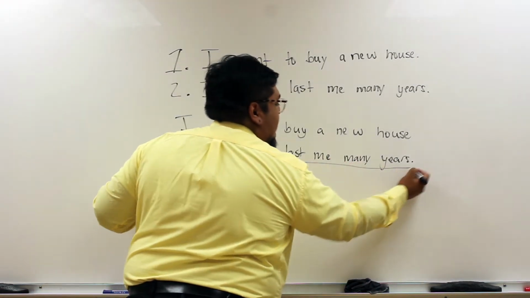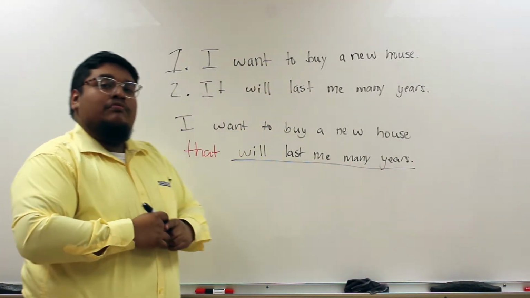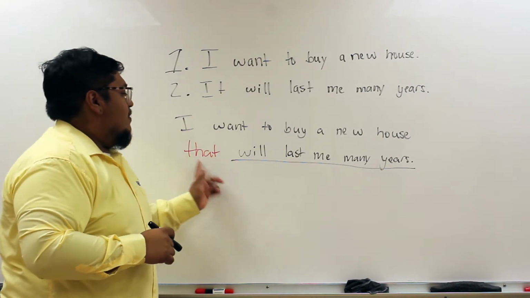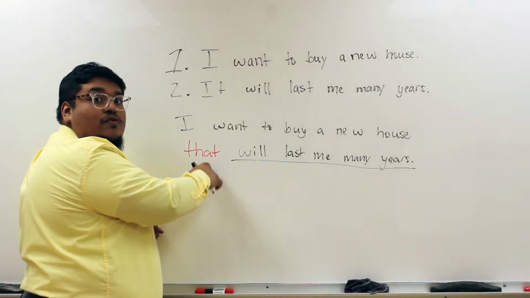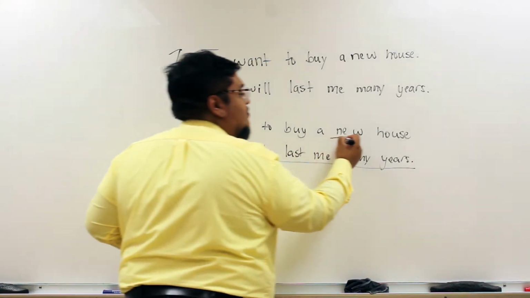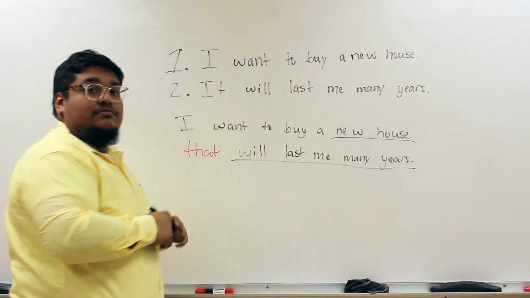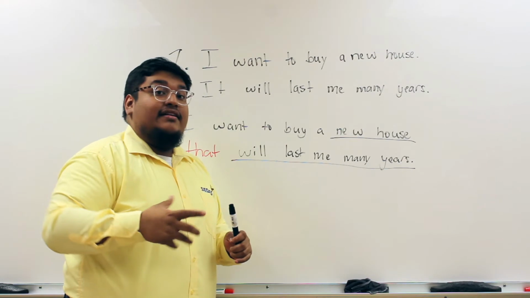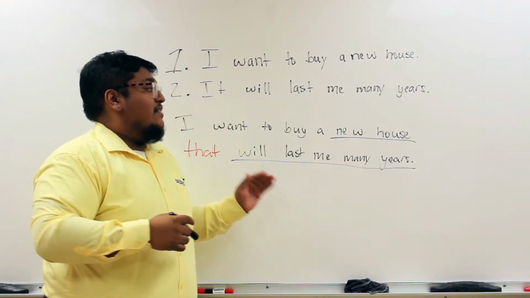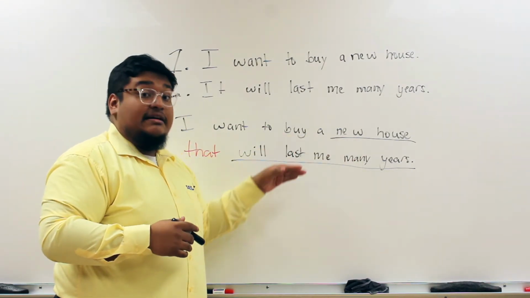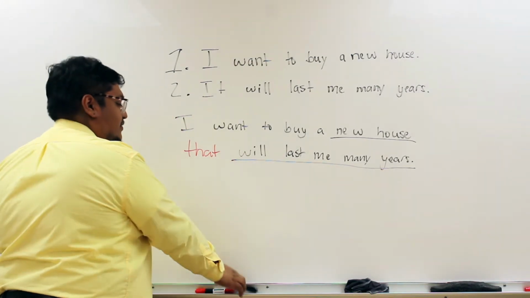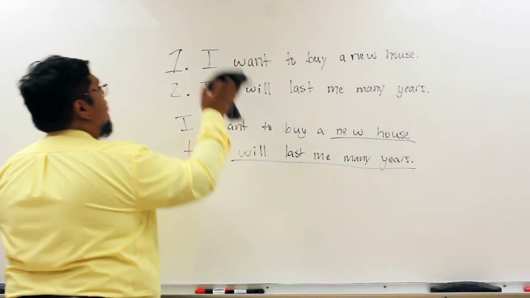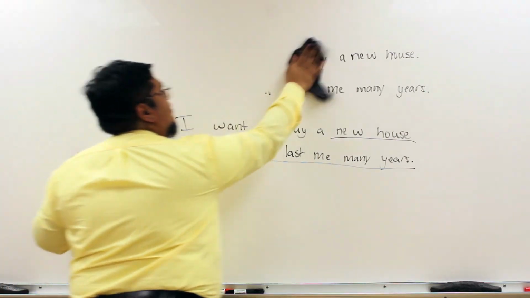So class, let's look at the adjective clause. Will last me many years. Okay. We're using the word that to add this adjective clause. Who does it go back to? Who are we referring to? We're referring to the new house. Correct. But now what we're going to be doing is, instead of referring back to the subject, we're going to be referring to the object. How do we refer to the object? Well, let's look at some examples.